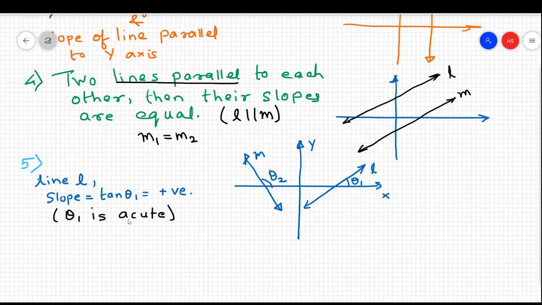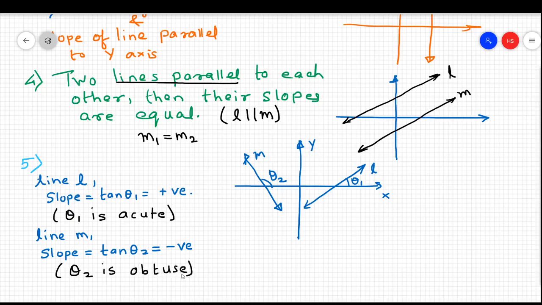Now what about line M? For line M, the slope will be tan theta 2. But that will be negative. Remember that, the value of slope will be negative. We can see that here theta 2 is obtuse. So whenever theta is acute or obtuse, we get positive or negative values of slope respectively.